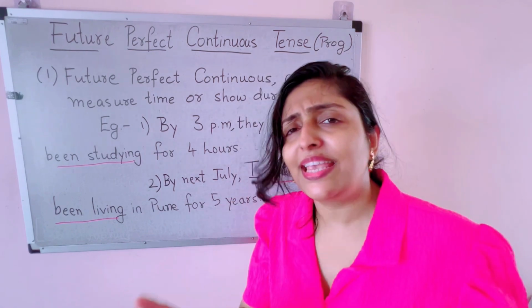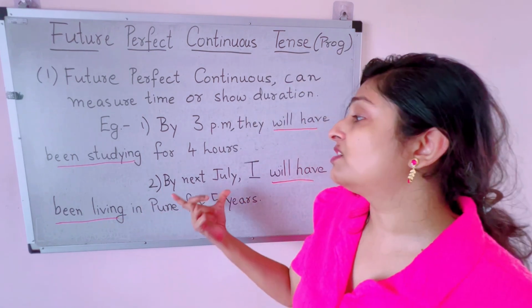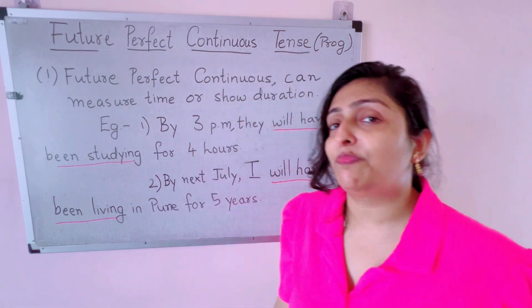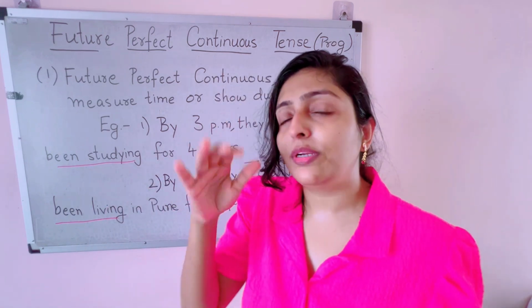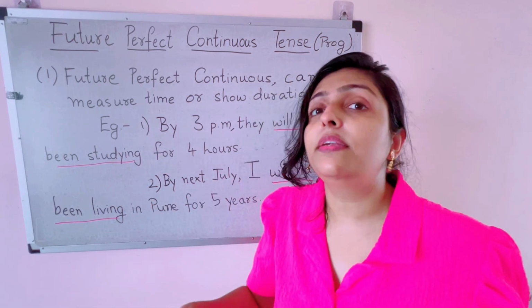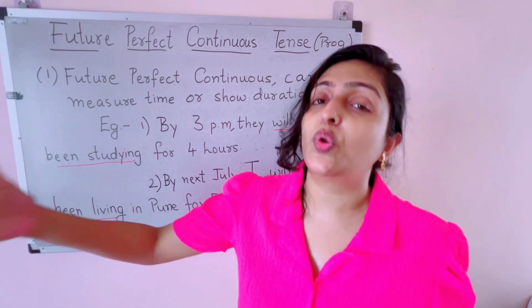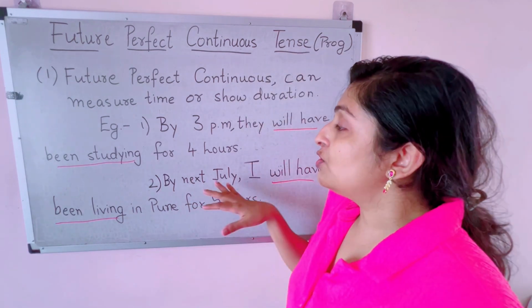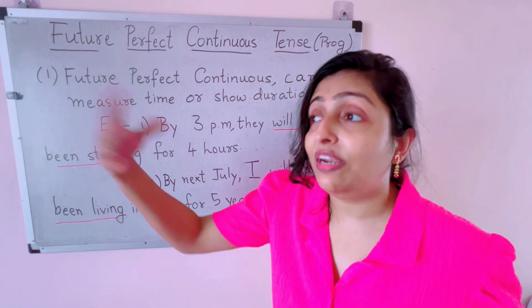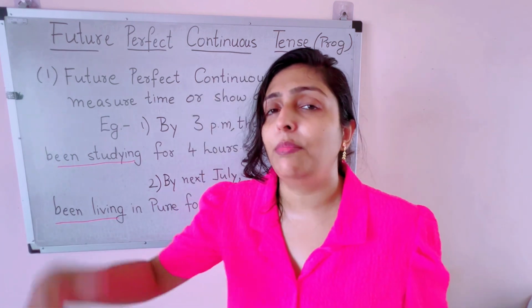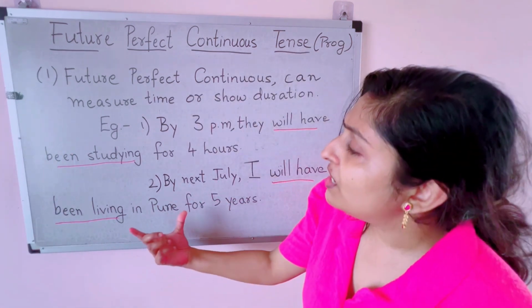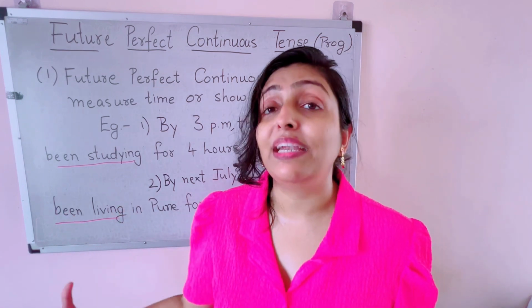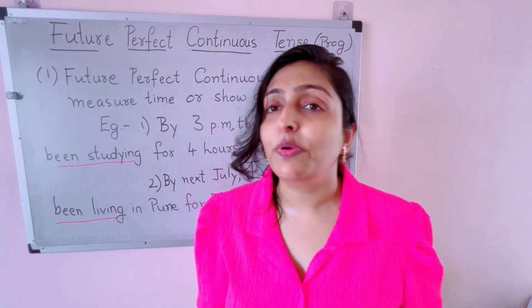Now, what was the second important point? Time expression. So, by next July is a time expression. What was the third important point? Currently, it is unfinished, but yes, it will get finished at a later point in future. So, July has not yet arrived. It lies ahead in time. It is about to come. And here also duration and progression of time is getting fulfilled. Okay, so I hope it's clear.